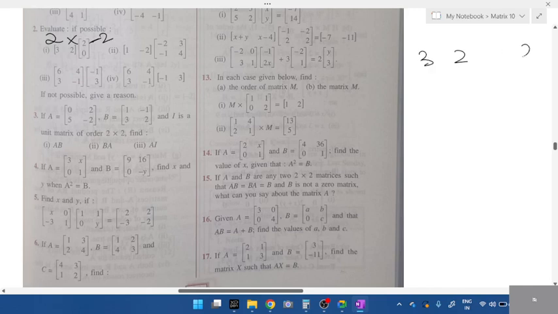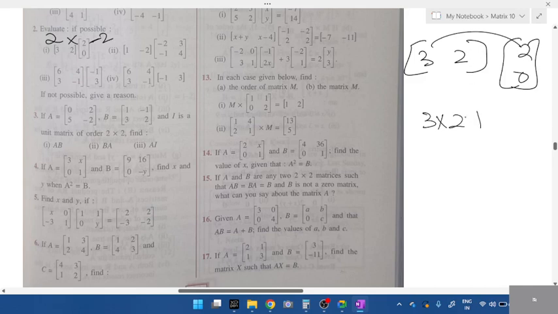Take 3 to 2, 0. We already have first row, first column. 3 into 2. It's a simple question. Multiply 3 into 2 plus the other one is 2 into 0. So it is possible. Tell me the second one.